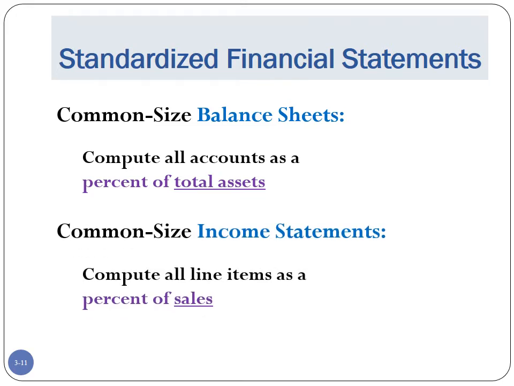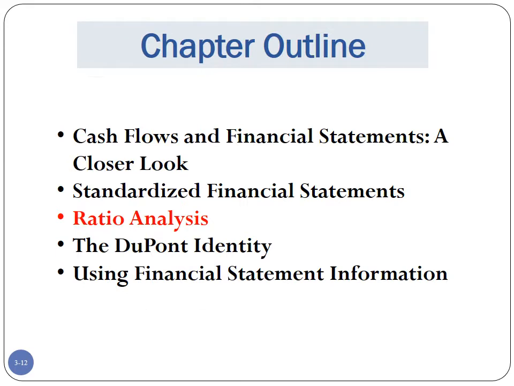Common size income statements compute all line items as a percent of sales. So we can see here that these values are percentages of both assets in terms of balance sheets and sales in terms of income statements.